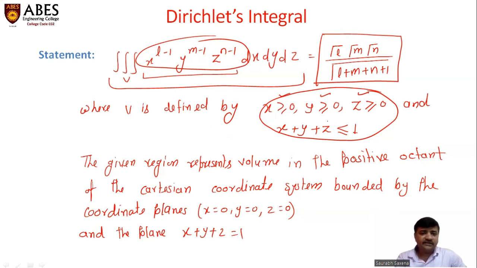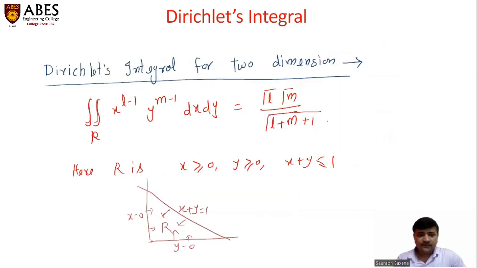Likewise, the three-dimensional integral, we can also define Dirichlet's theorem for two-dimensional integral. Here it is. Dirichlet's integral for two dimension may be given as double integral over the region R, x to the power L minus 1, y to the power m minus 1, dx dy is equals to gamma L, gamma m divided by gamma L plus m plus 1. Here we notice that in case of three dimension and in case of two dimension, only one difference is there, that the third variable z and the third dimension of the integral is omitted.